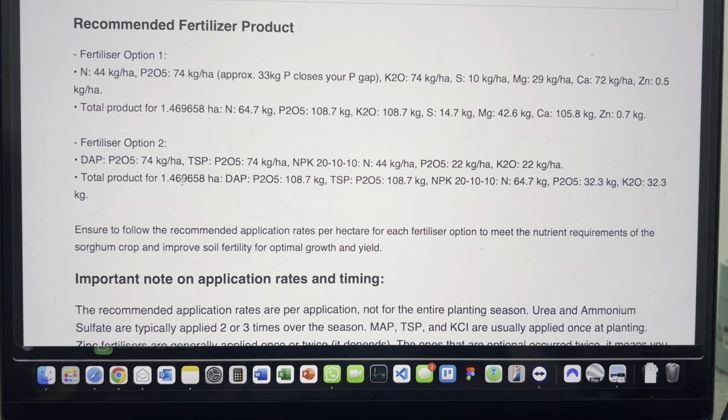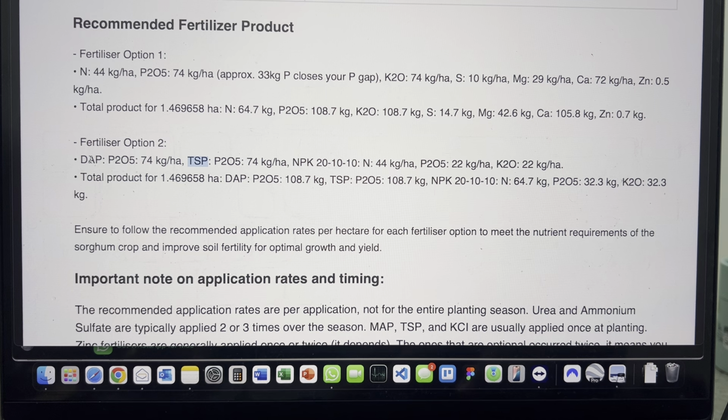So let's take a look at this example. Option one is definitely for blending. Option two, which is what I want to focus on, is for picking up what you can find from the market to combine them in a way that closes the gap. Now for this recommendation, it says you can identify 3 products. So there is the DAP, there is the TSP. DAP is diammonium phosphate, TSP is triple superphosphate, and you have the NPK 20-10-10.